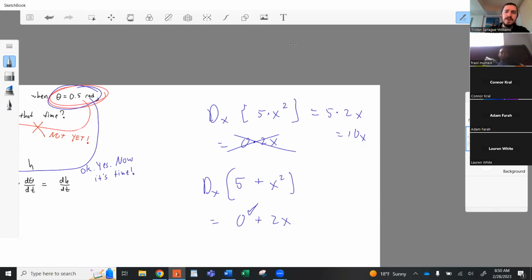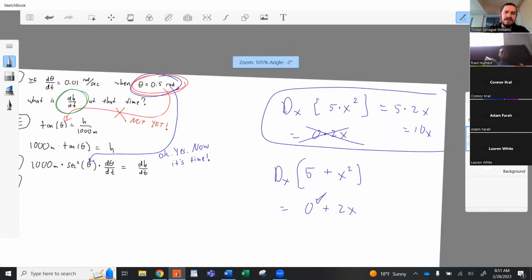That's right. So technically what you could do here is apply the product rule, and then you would end up with 5 times the derivative of x squared, which is 2x, plus 0 times x squared. And then the 0 times x squared goes away and you just get 10x. So yeah, it's because it's multiplying. That's the reason it's different.